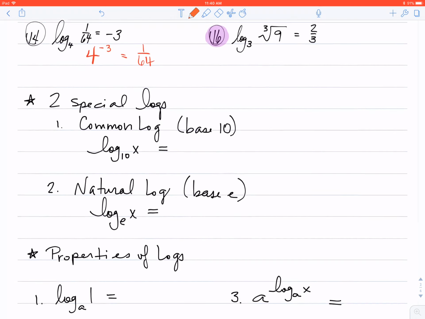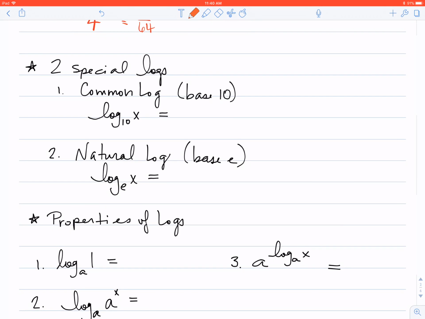Now, if you'll slide down to 2 special logs, I also want to cover this. Only properties today. When we get to class, we will work examples. So the first special kind of log is called the common log, and the common log always has a base of 10.